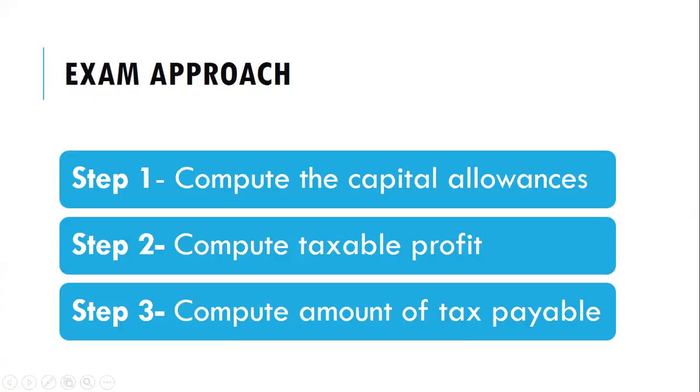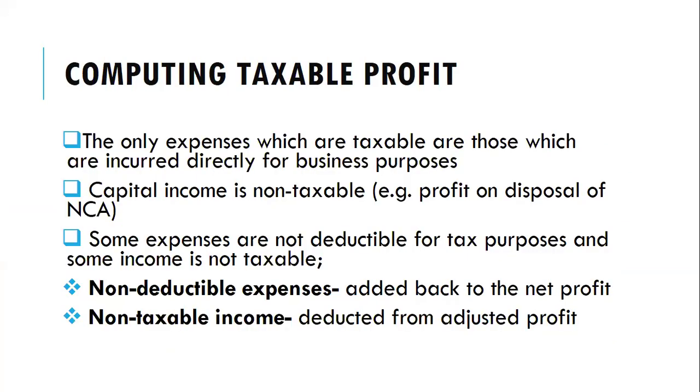So firstly, the exam approach. This is what you're going to come across in the exam. You're going to first calculate the capital allowances, and then subsequently you compute the taxable profit, and then you compute the amount of tax payable. So this is just something I spoke about.